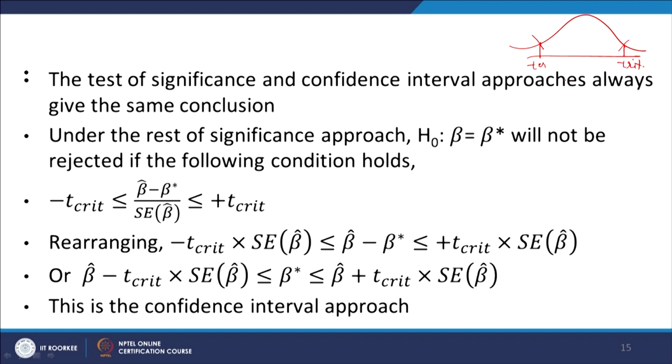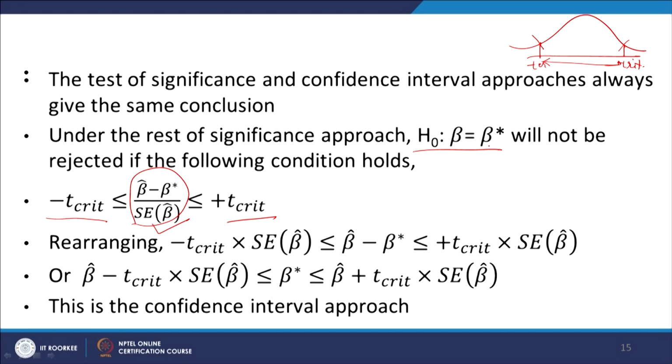So, what we say under the level of significance approach is that if my calculated test statistic, which is beta hat minus beta star divided by standard error of beta hat, lies within this region, then I am not going to reject the null hypothesis. So, minus T critical is less than or equal to the test statistic, which is less than or equal to plus T critical. For this, H naught, the null hypothesis beta equals beta star, will not be rejected.